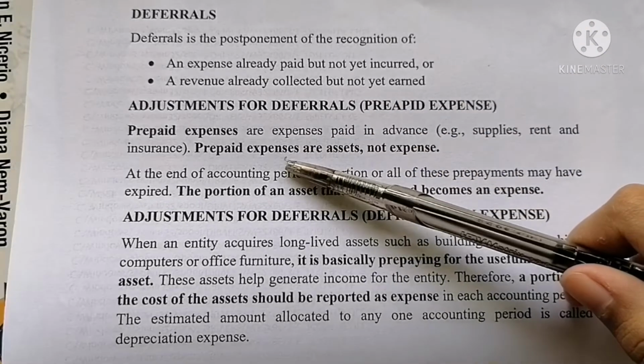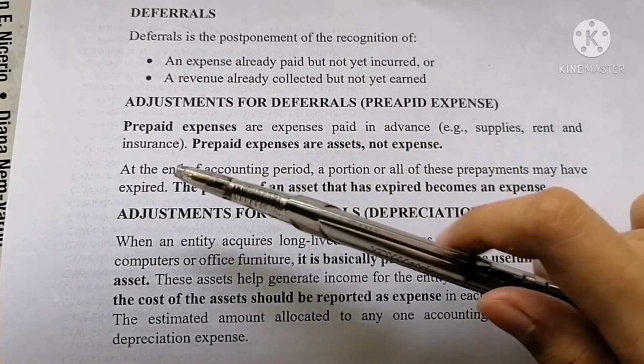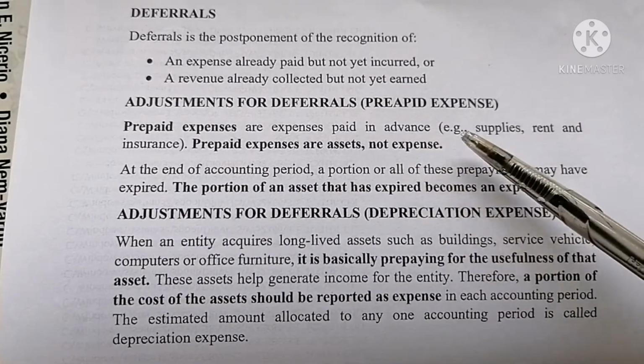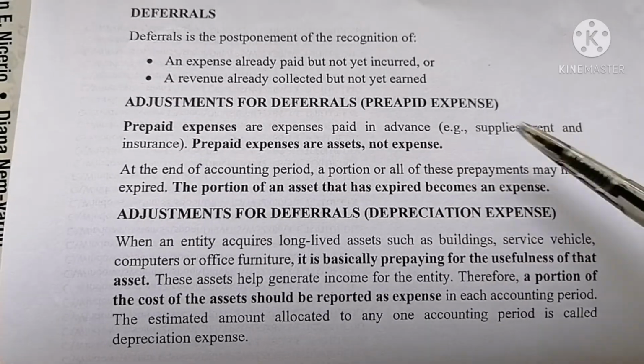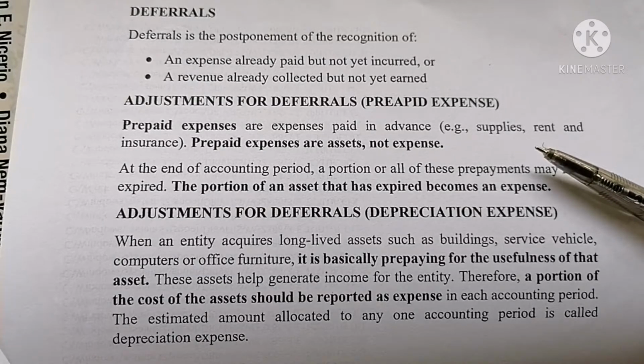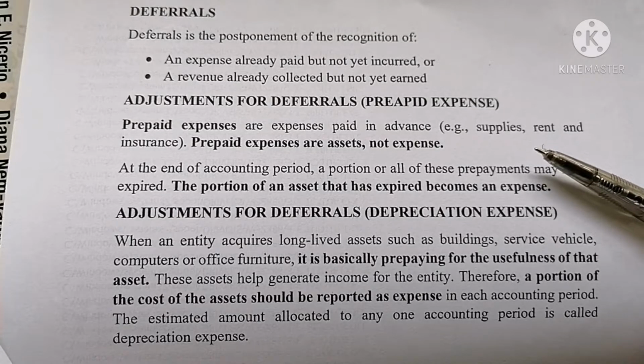Next, adjustments for deferrals. Prepaid expense. Prepaid expenses are expenses paid in advance, for example, supplies, rent, and insurance. It means even if it is not consumed and used, it is already paid by the entity. Normally, prepaid expense benefits more than one accounting period.